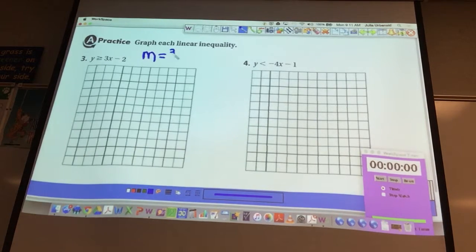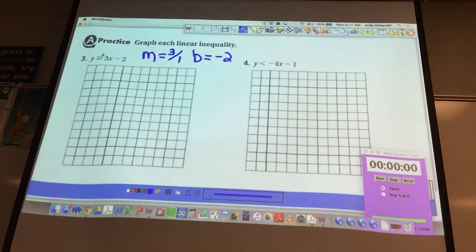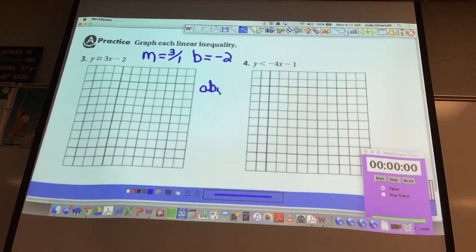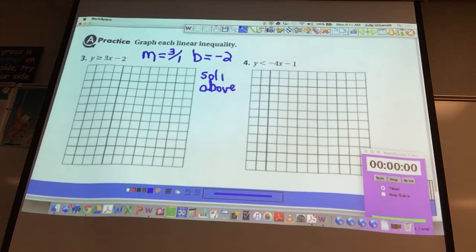The slope is 3 over 1. What's the y-intercept? 2. Alright, this one right here, is it going to be shaded above or below? Above. Is it going to be dotted or solid? Solid. Good, because it says greater than or equal to.